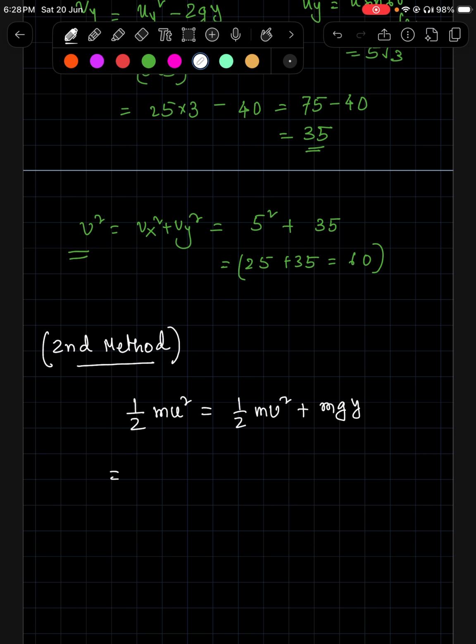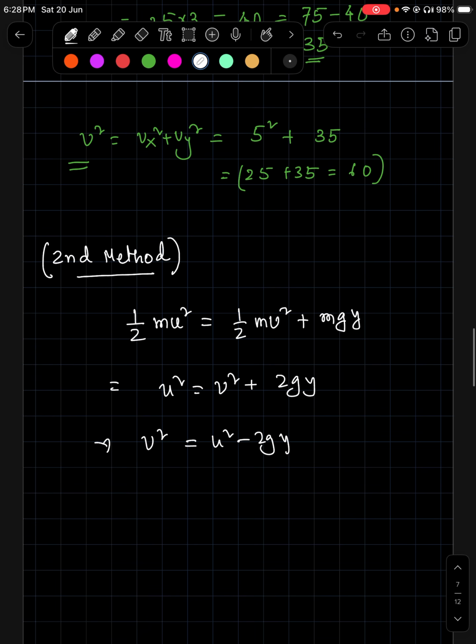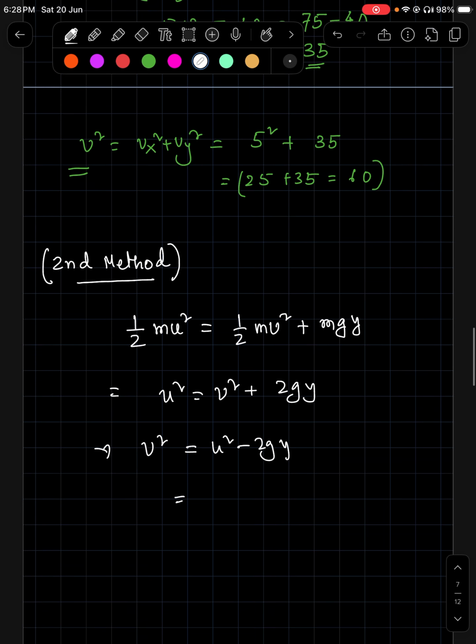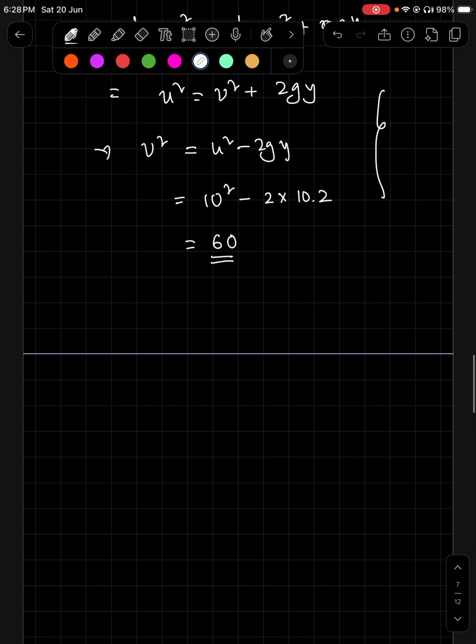So it becomes u square equal to v square plus 2gy. So v square is equal to u square minus 2gy. It is a much shorter case. So u is given 10, 10 square, minus 2 into 10 into 2, that is 60. So it is much easier to get this. It is a much shorter way, a shortcut way, to get the v square. So we have found the v square.